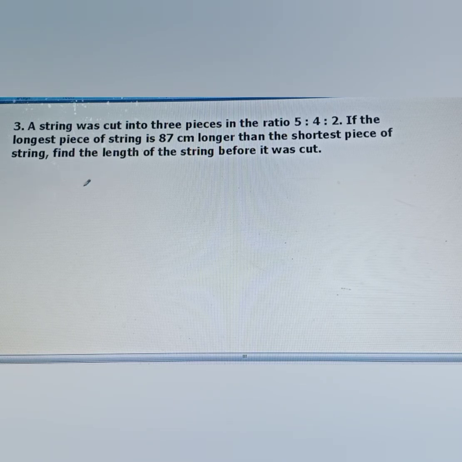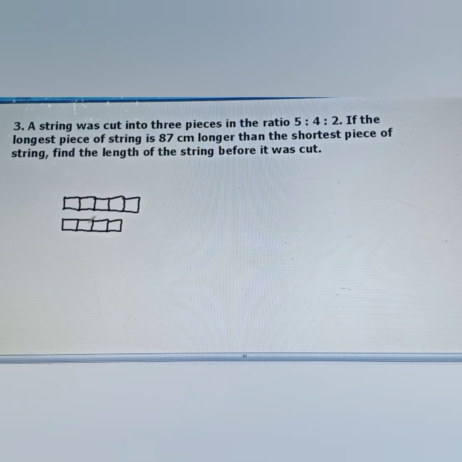So let me draw blocks again to represent this ratio. The first one is 5 blocks. So let me draw 5 blocks. Assuming the blocks are equal, 1, 2, 3, 4, and 5. Again, assuming the blocks are equal, the next is 4. So let me draw 4 blocks. 1, 2, 3, and 4.